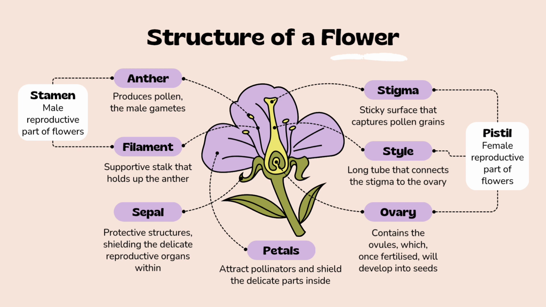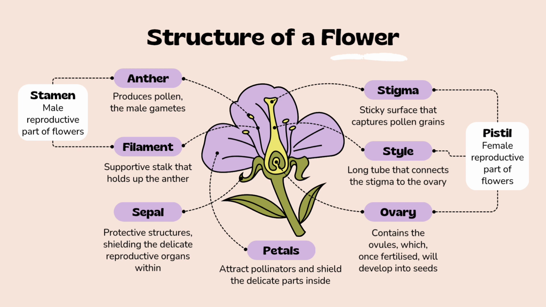Stamen: male reproductive parts of flowers. Sepal: protective structures shielding the delicate reproductive organs within. Petals attract pollinators and shield the delicate parts inside. Stigma: sticky surface that captures pollen grains.